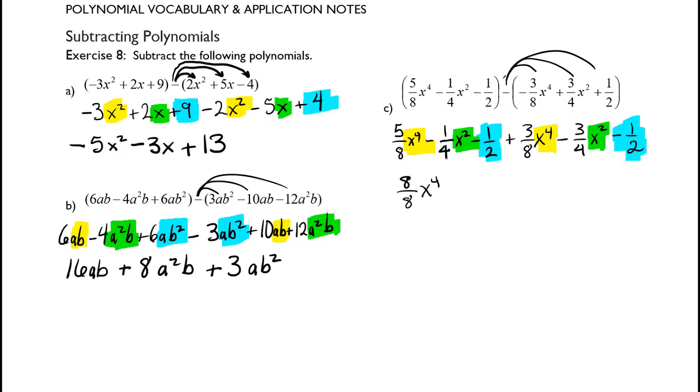I have a negative 1/4 x squared and a negative 3/4 x squared. That will give me a negative 4/4 x squared. And lastly, I have a negative 1/2 and a negative 1/2. This will give me a negative 2/2. Notice that all of these fractions combine to fractions that are equal to 1, and so you can reduce them. This is just x to the 4th minus x squared minus 1.